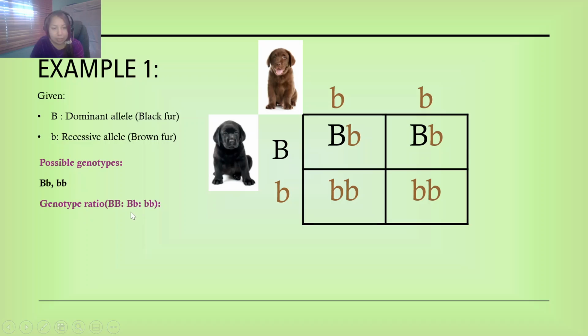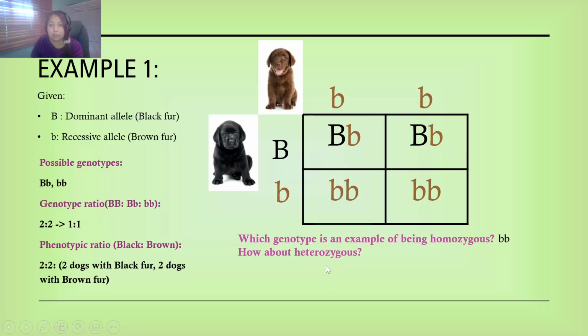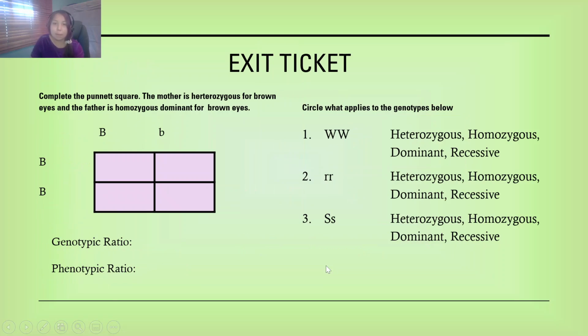We didn't get any 2 big B's, so we don't have to include it. So our genotypic ratio is 2-to-2, which might as well be reduced to a 1-to-1 ratio. 50-50%. Phenotypic ratio, same thing. 50-50% chance we'll get a dog with black fur, and a 50% chance we will get dogs with brown fur. So which genotype is an example of being homozygous? 2 small b's. What about heterozygous? A big B, small b. Okay, we've gone this far.